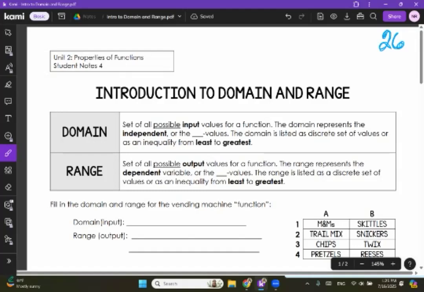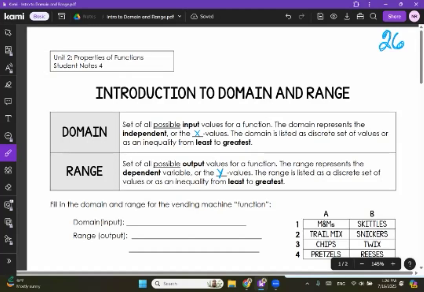Domain is a set of all possible input values for a function. It represents the independent or the x values. Domain is listed as a discrete set of values or it can be listed as an inequality from least to greatest. Same thing with the range, except range represents your y values.